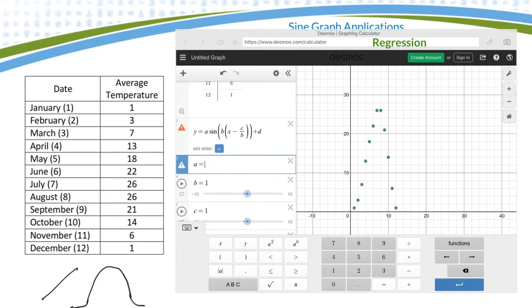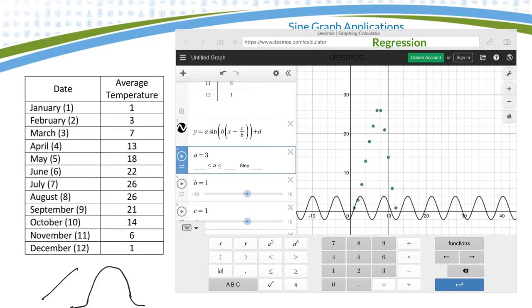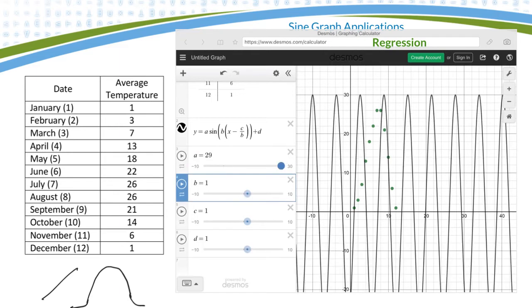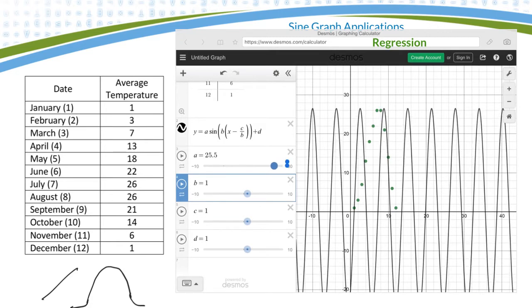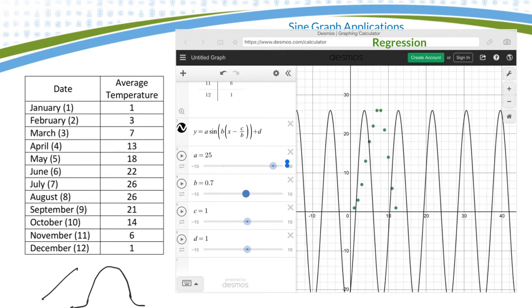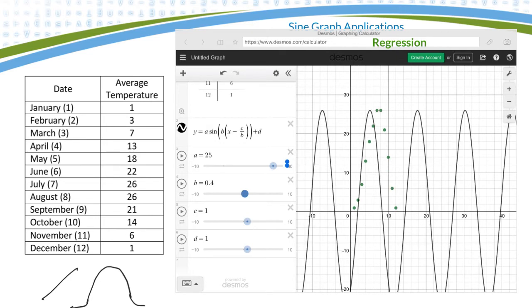So the top number could be 30. Oh, 30. Good. Okay, now that's a little high. I don't know if I want it that high. Maybe come down a little bit. Okay, now it looks like they also should be wider apart. I think that's a B thing. Oh, other way. See where I'm headed here?